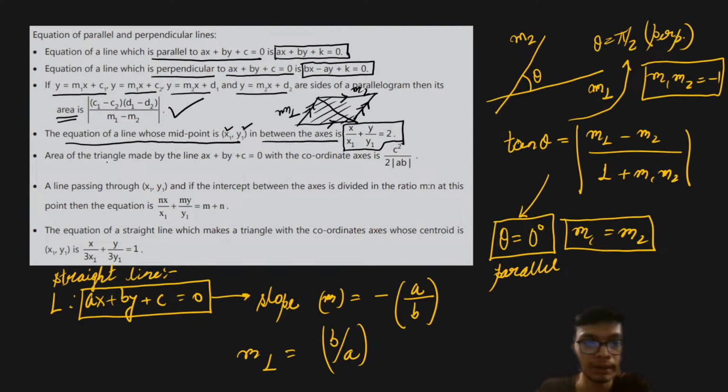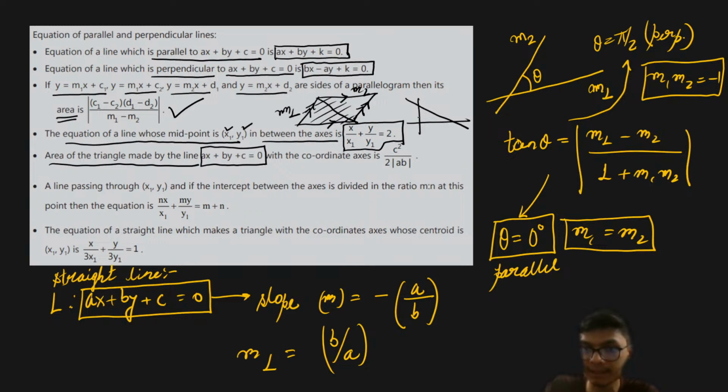Also, if you are given a problem where the area of the triangle is made by the line ax plus by plus c is equal to 0 with the coordinate axes, for example, if the line is given like this with the coordinate axes, this particular area is simply given as c square divided by 2 times mod of a into b. Okay, because area cannot be negative, since ultimately we are discussing geometric area, right?